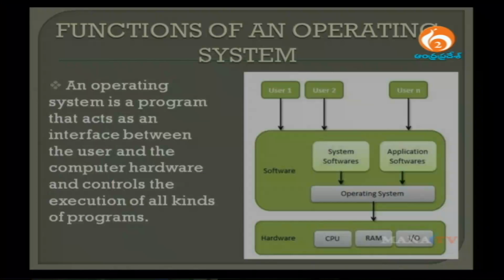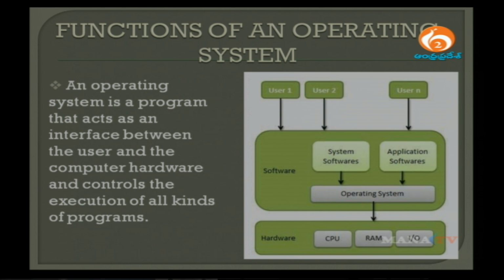So let us see once again the slide. Yes, an operating system is a program that acts as an interface between the user and the computer hardware and controls the execution of all kinds of programs. So an operating system is a program that acts as an interface. Yes, it is an interface between the user and the computer hardware.